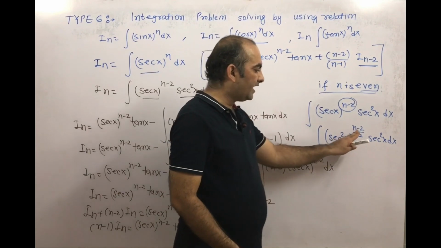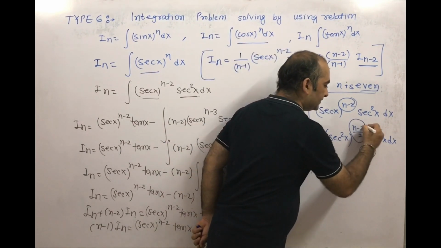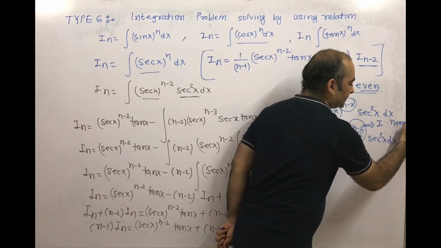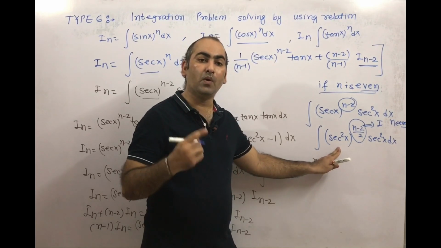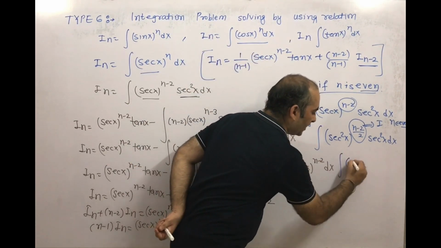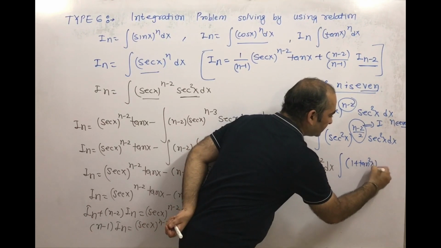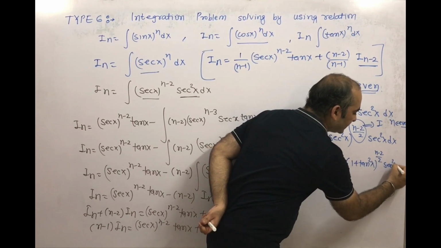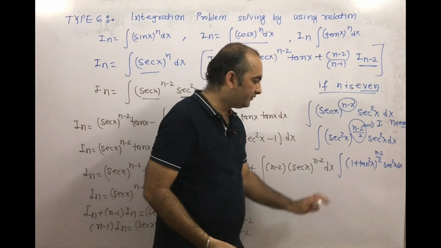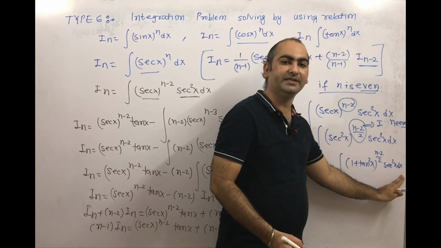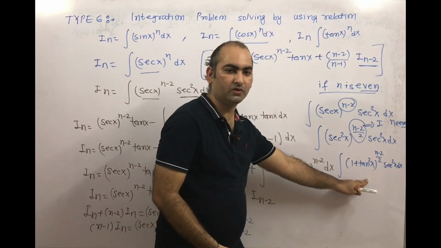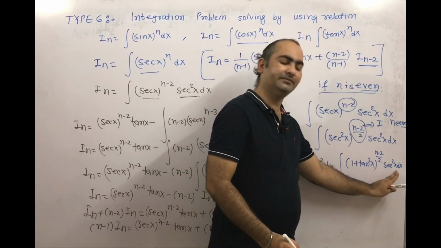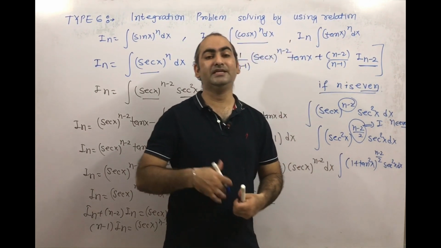And you can see that (n minus 2) divided by 2 is nothing but an integer, because n is even. And secant square x we can write as 1 plus tan square x. So this one we can write as 1 plus tan square x to the power of some integer, (n minus 2) divided by 2, times secant square x dx. If tan x is t, then secant square x dx will be dt. So this will become a polynomial, because it is 1 plus t square to the power of an integer, dt. So the polynomial we can expand and easily integrate.